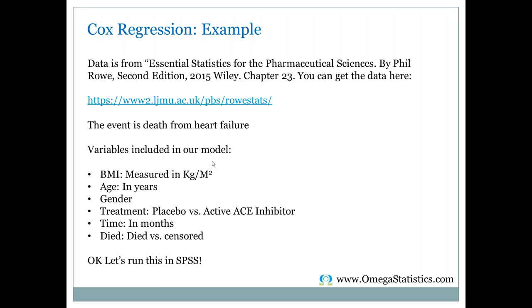Okay, here are some variables we're including. So we're not just looking at the event and censoring. We have some variables that we call covariates, variables, predictors. We have their BMI, and I guess it's British, so it's kilograms divided by meters squared instead of pounds and inches. Age in years. We have gender. We have whether they were in the control group on placebo versus an active ACE inhibitor. We have the time in months, which we're going to need, and whether they died or were censored. So let's go ahead and run this in SPSS and see what we get.